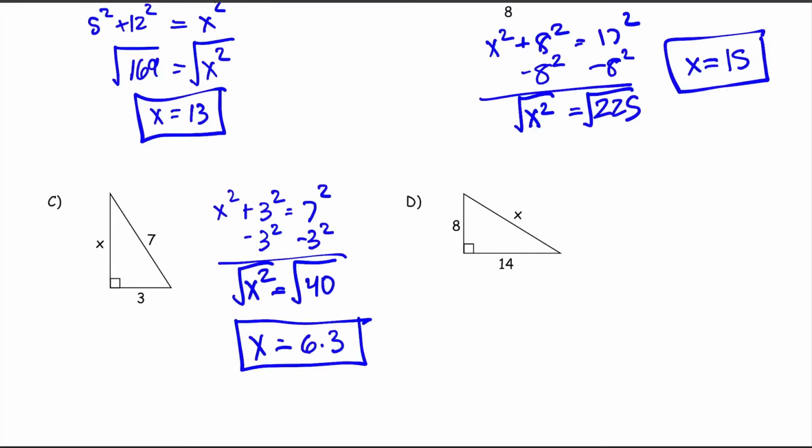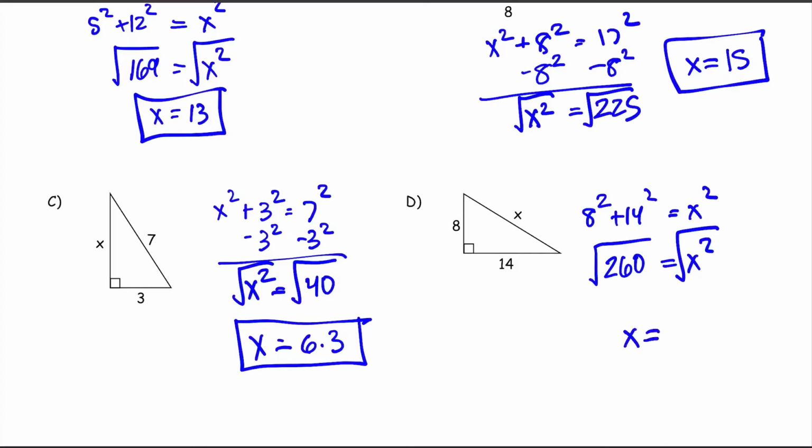Okay, and the last one on this page, leg squared plus leg squared. My two legs are 8 and 14. So that's going to be 8 squared plus 14 squared equals x squared. Now notice, your x is all by itself. So I'm going to put this into the calculator. 8 squared plus 14 squared, I got 260 when I did that on the calculator. And now I take the square root. The square root of 260 to the nearest tenth is 16.1.